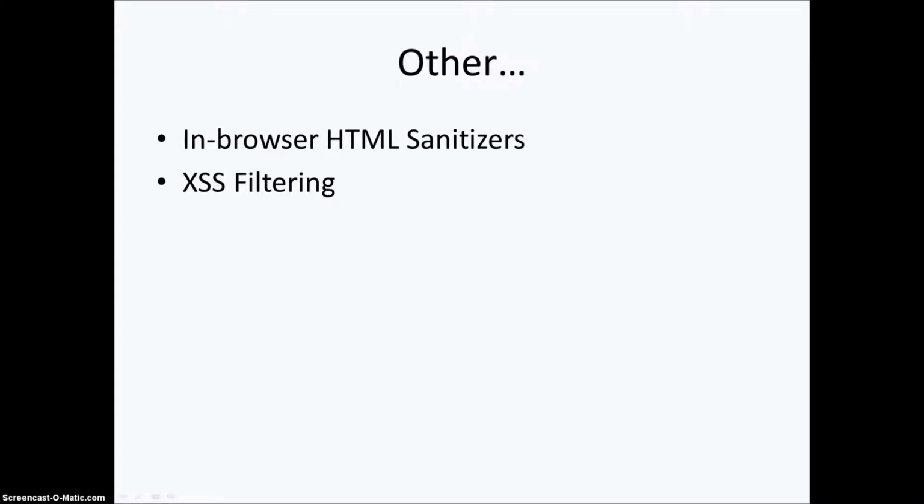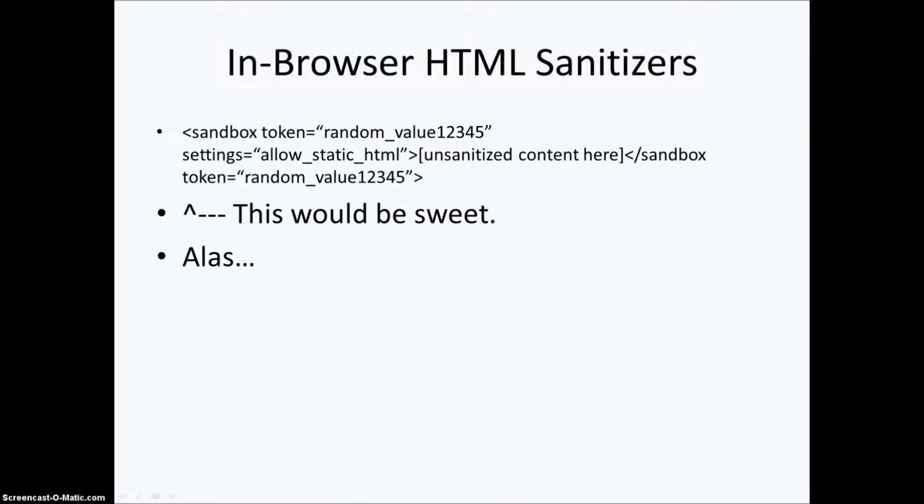We're finally to the other category. So we're going to talk about in-browser HTML sanitizers and cross-site scripting filtering within browsers. So you see here on this page, sandbox token equals random value 1, 2, 3, 4, 5. And then you notice at the end of the tag there's another token which equals random value 1, 2, 3, 4, 5. So something like this would be really cool, right? Any unsanitized content could be put inside of a sandbox like this.